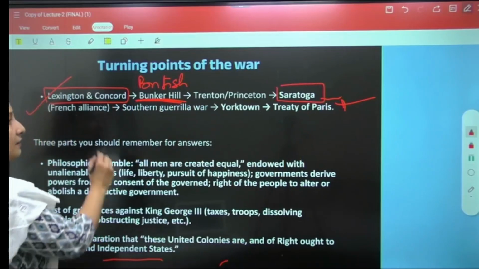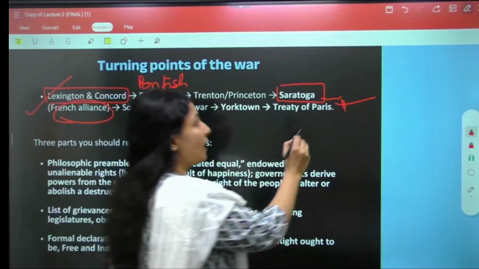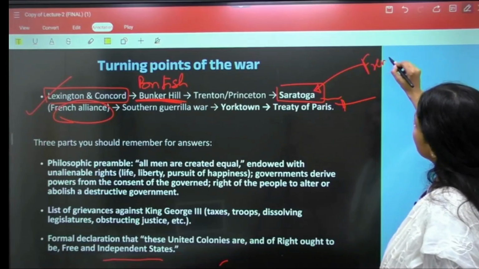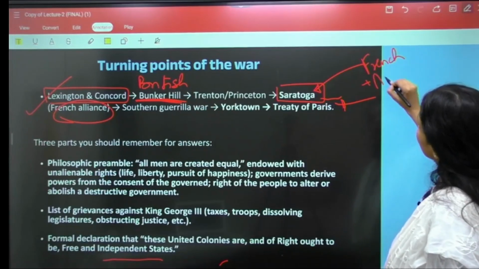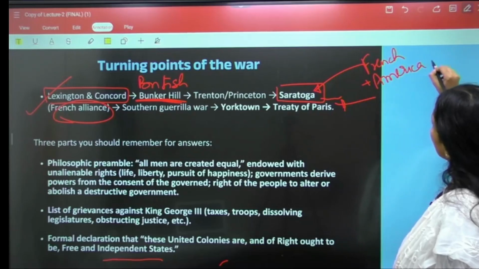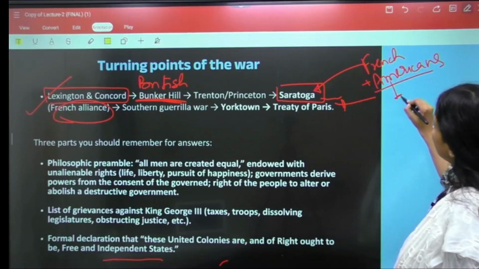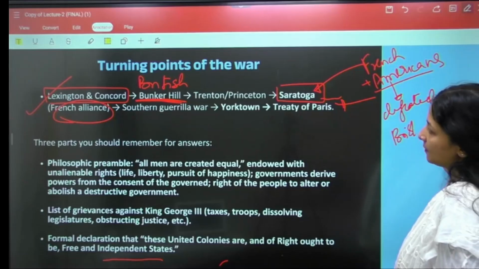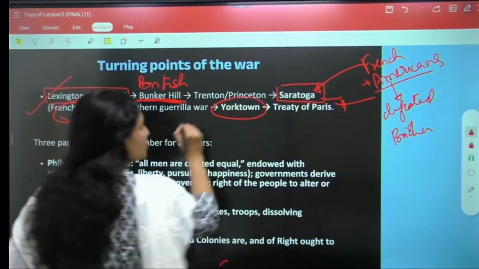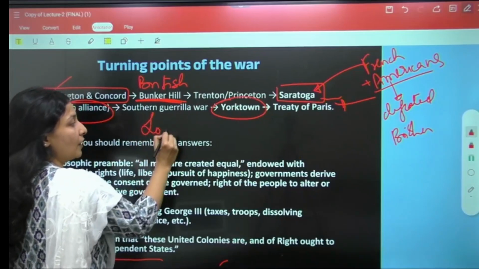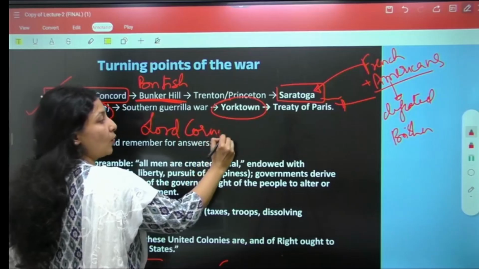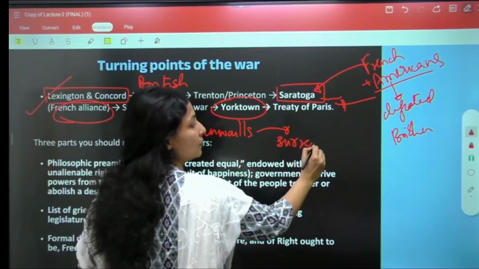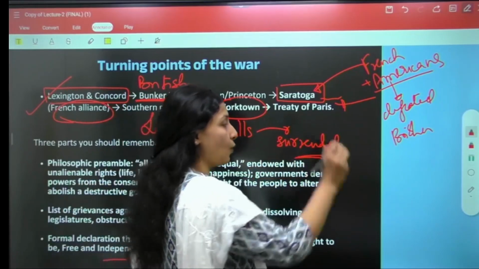Where we see that the British are defeated with the help of the French, who were having an alliance with the Americans, and they finally defeated the British here. And ultimately in Yorktown, it was Lord Cornwallis who totally surrendered. Okay, he totally surrendered to Washington.